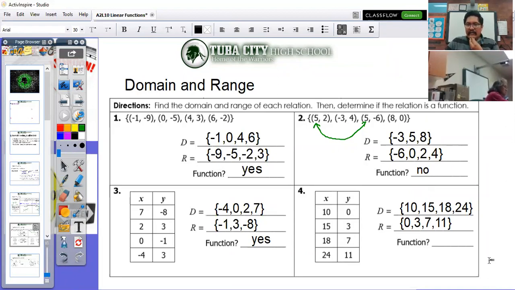And now we look it over, and in this case, we have 4 elements of the domain and 4 distinct elements of the range. So this will indeed be a function. So yes, it is a function.